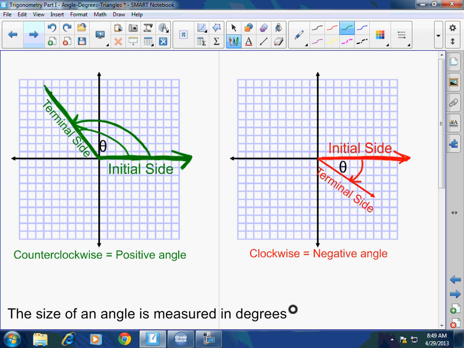No, I'm going counterclockwise on the first one. If you go clockwise or counterclockwise 360 degrees, you get back to the initial side. When you go clockwise, it is negative. Remember, clockwise goes like this, and counterclockwise goes like this.